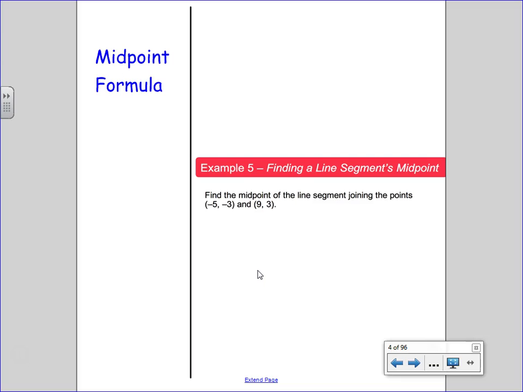Okay, midpoint. Geometry. What's the idea of midpoint? You have 2 points. You're trying to find the point at which the line is bisected, right? So you're trying to find the point at which the 2 segments would be congruent, if you want to think about it that way. We have an x1, y1.